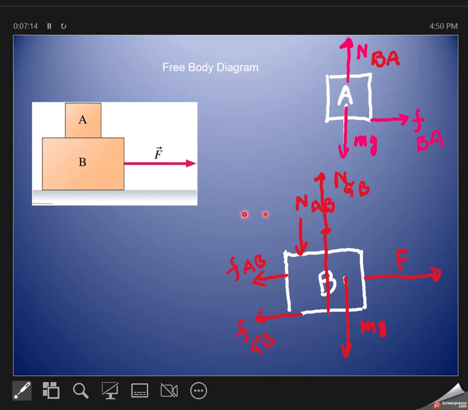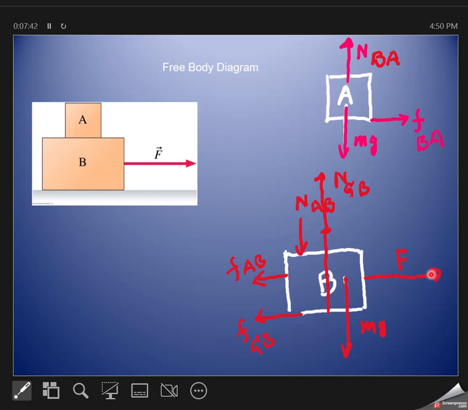Now let's take a look at the object on the bottom. It is a little bit more complicated. First of all, there's gravity on this box, usually exerted at the center, down, mg. Of course, here is the external force. I'm drawing it here. An external force is an applied force normally.